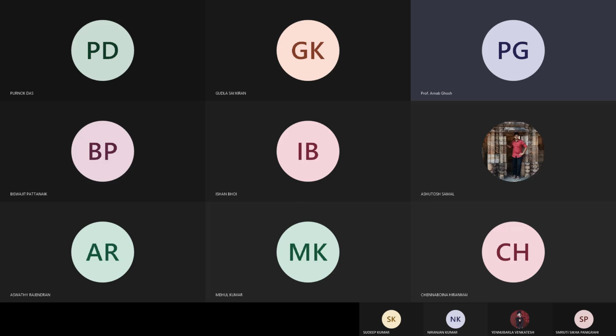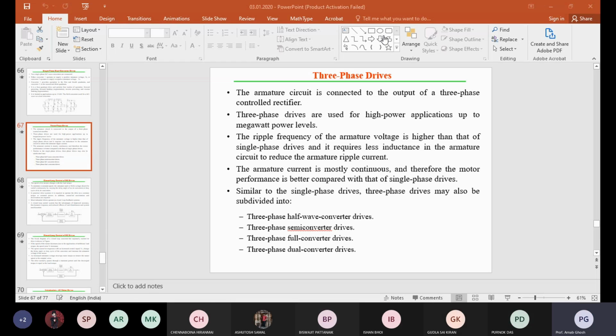Last class I discussed the very basics of single phase DC drives. Okay, single phase DC drives, especially for single phase. Then after that I discussed the single phase dual converter.